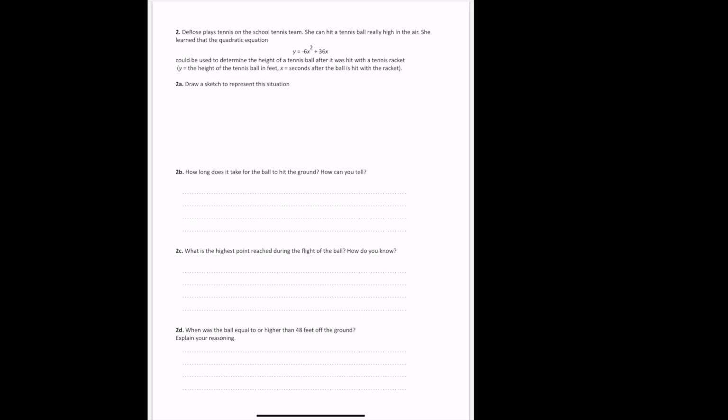So for this question, we're modelling the ball as we're moving it through a tennis match. If we imagine a tennis match, the ball goes back and forth in this direction, so we would imagine it to have some sort of curved shape. We're told that X is the number of seconds after the ball has hit the racket, and Y is the height of the tennis ball.